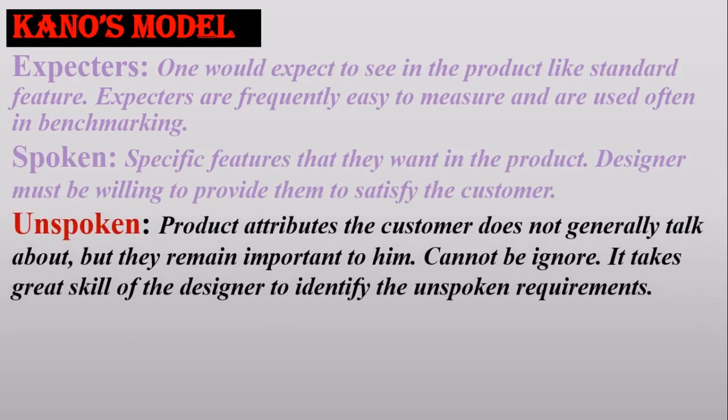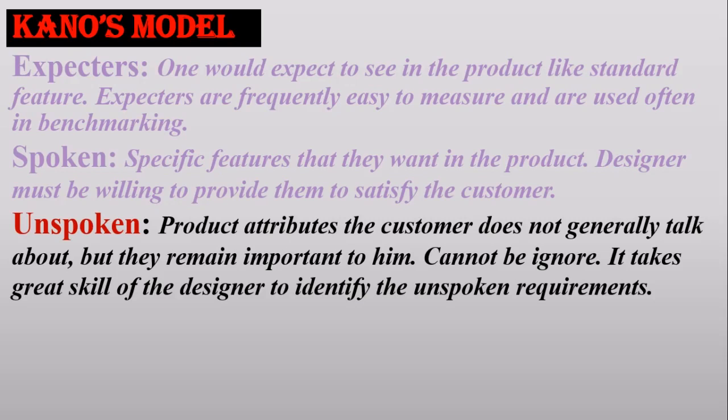Then the third category is the unspoken category. Here the customer does not talk about these features and functions of the product, but they are necessary. It is the primary requirement of the product. The customer does not generally talk about these product attributes, but they remain important to him. The feature is most important for the given product's functionalities and other activities. It cannot be ignored.